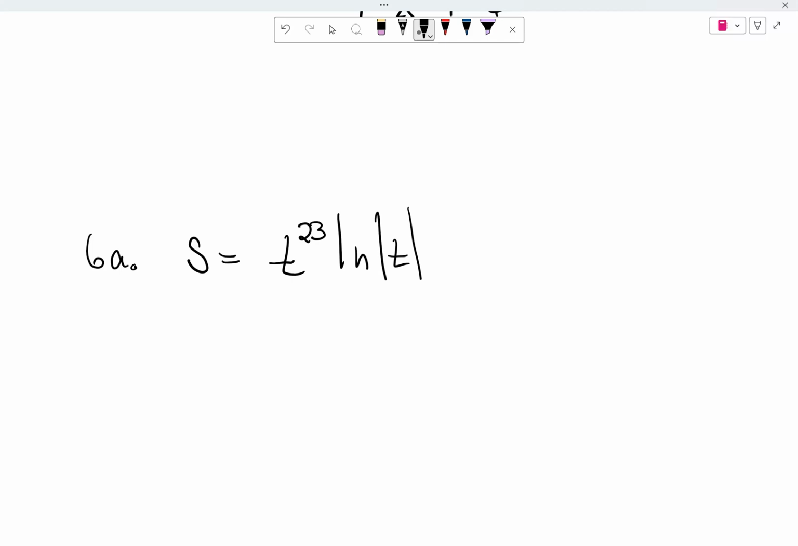Keep going. I thought it was T to the 22 because I thought it was T to the 23 over T, and that would make it T to the 22. That was my final answer. Okay, well, so you have to go through the whole product rule thing.